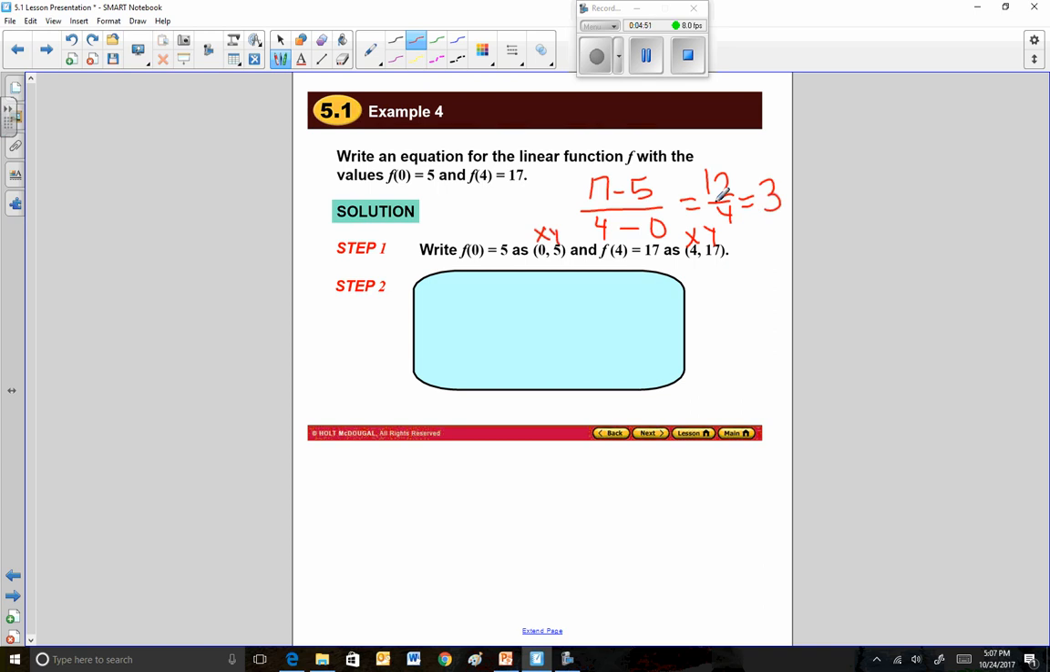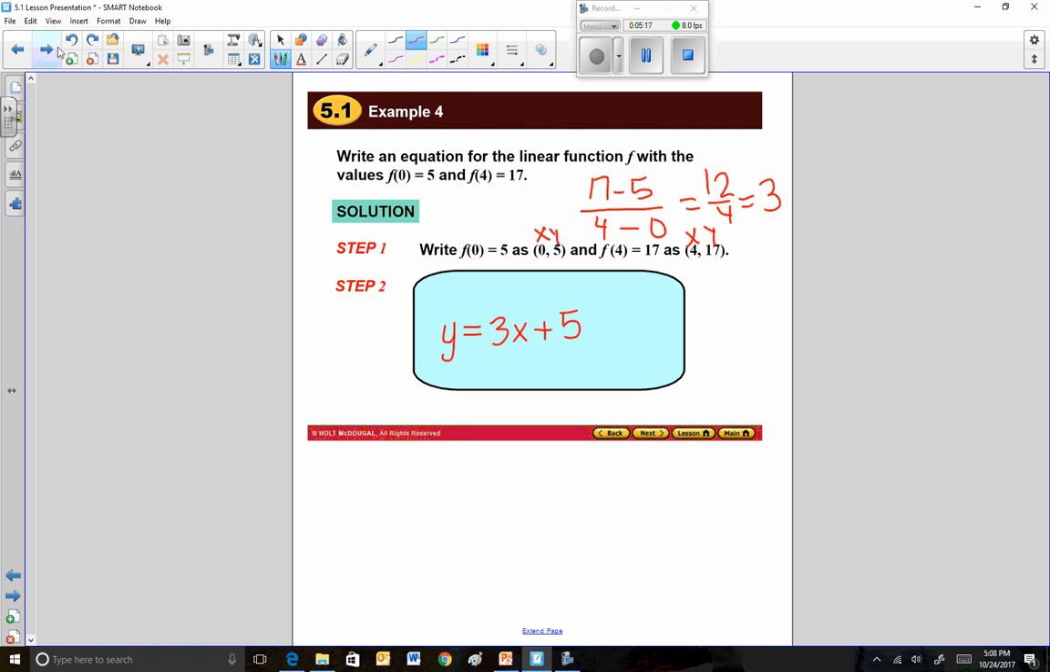Where did it cut off the y-axis? 0, 5. Where is 0, 5? Oh, that's on the y-axis. So we write y equals the slope, which was 3. Always put your x down. A lot of kids forget that. Don't forget that. That's an equation. All right, so then we have to do plus 5, because that 5 is your y-intercept.